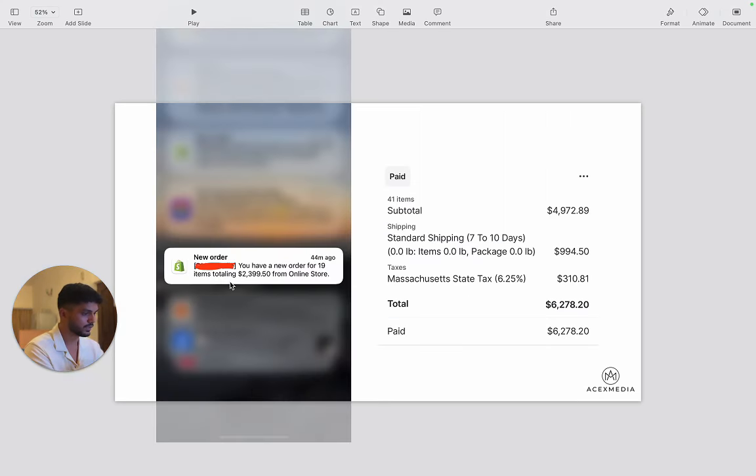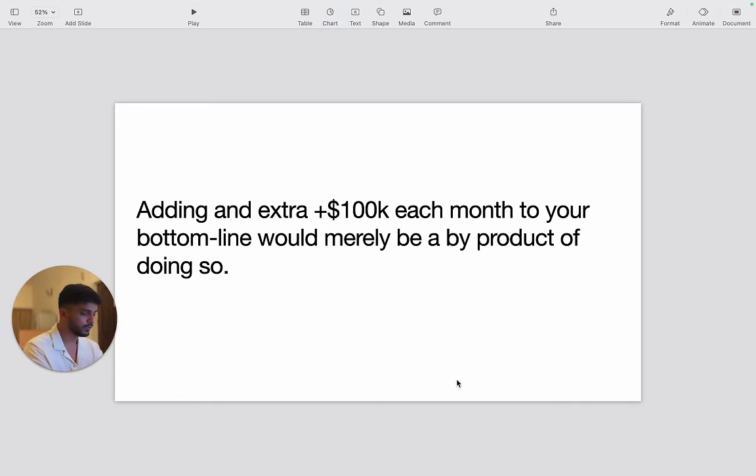You can see that for this client, we hacked the offer, and we got 19 orders with $2,000 in just a single order. And again, here's another order, 41 items, and close to 5,000, close to 6.5 after adding the shipping and everything. So, if you follow all of these changes that I just talked about, adding an extra $100,000 each month to your bottom line would merely be a byproduct of doing so.